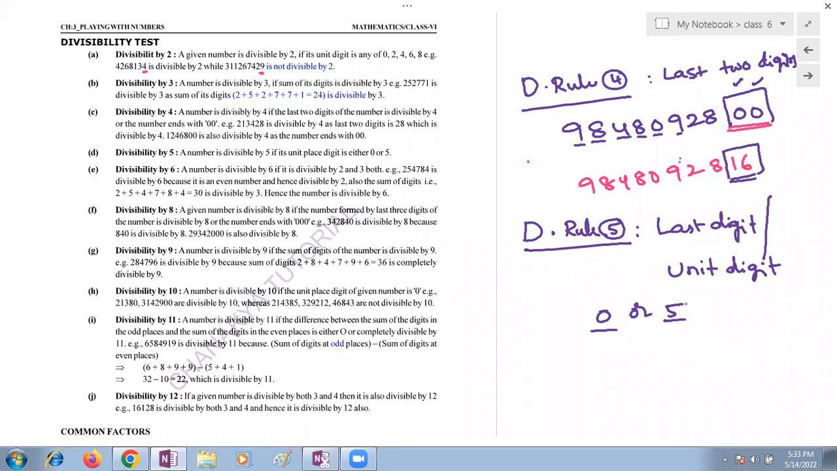I gave 2 phone numbers here. Which phone number is divisible by 5? Ma'am, the first one. Why? Because the last digit is 0. Very good. If the last digit, units digit or ones place digit, is either 0 or 5, then we can say that the given number is divisible by 5. Very good. Next question to the student.